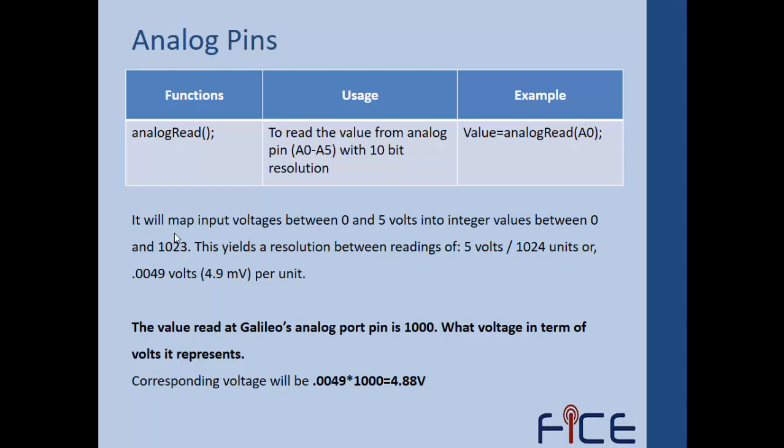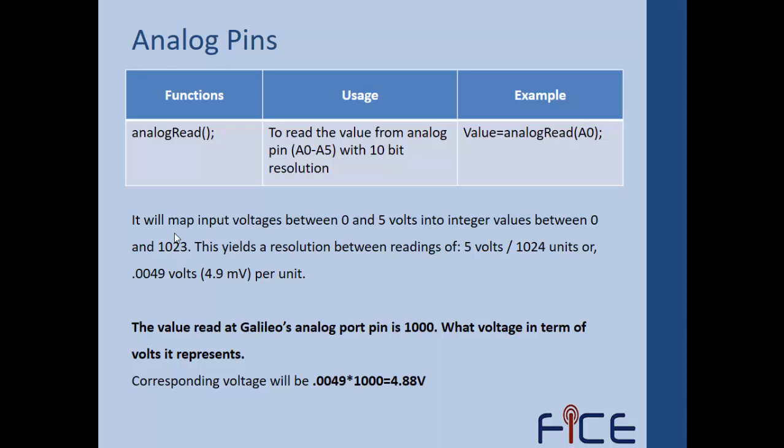Now it will map input voltage between 0 to 5 volts. Obviously on analog pins we can connect an analog sensor, but the output of the analog sensor will be analog only. If we talk about sensors, sensors are nothing but devices that convert a physical signal into an electrical signal. For example, temperature sensors, then pressure sensors. These are examples of sensors that convert physical into electrical signal.